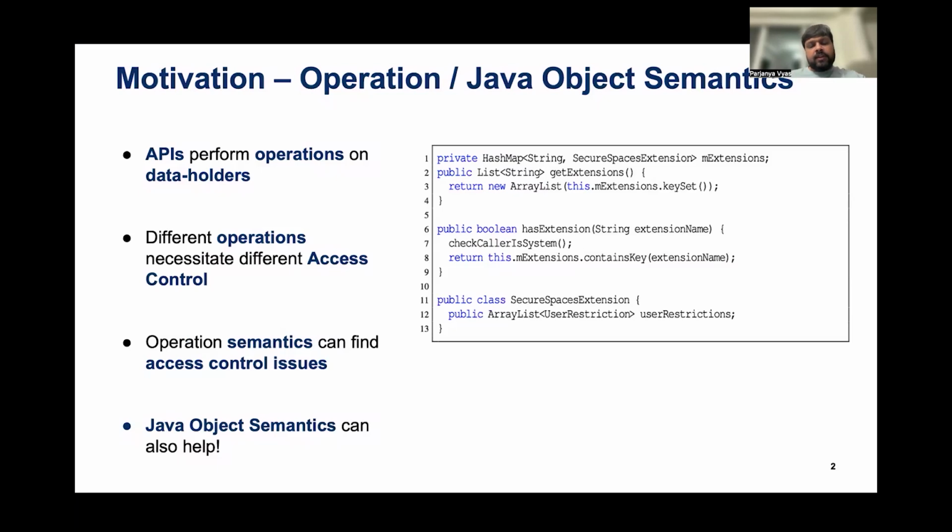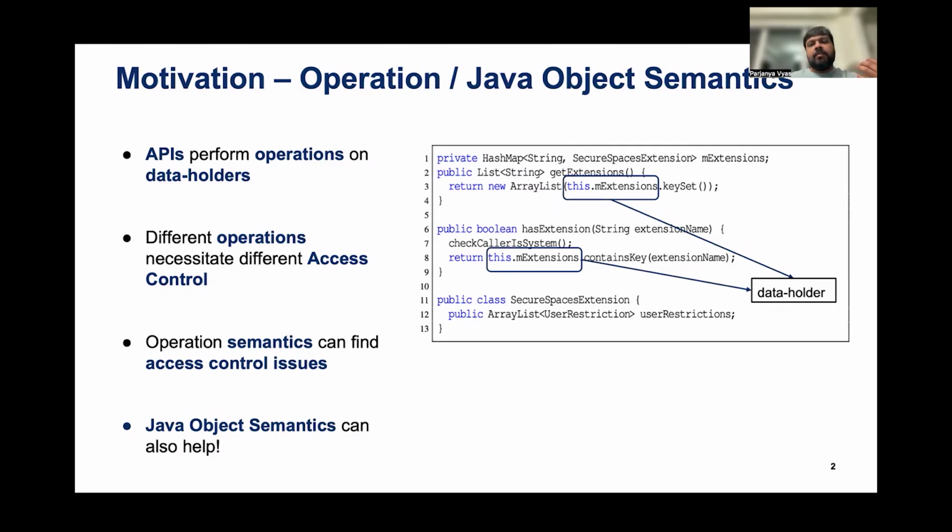Here you can see on the screen an example taken from a Xiaomi ROM, which shows two different APIs. The first one is called get extensions, whereas the second one is has extensions. The thing to note here, typical of these APIs, is that they operate on global framework variables. In this case, this variable is mExtensions, and the APIs perform some kinds of operations on it. These variables are global state holders that maintain some kind of state within the Android service. We call these variables data holders.